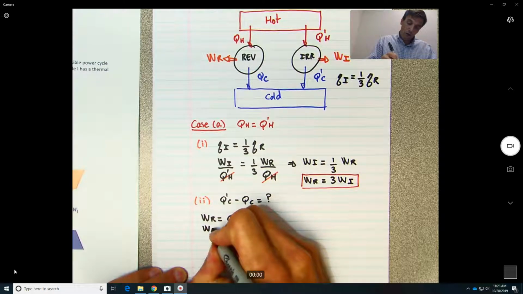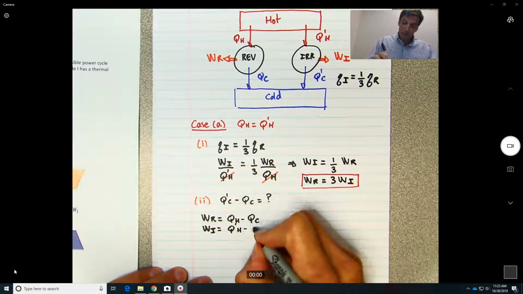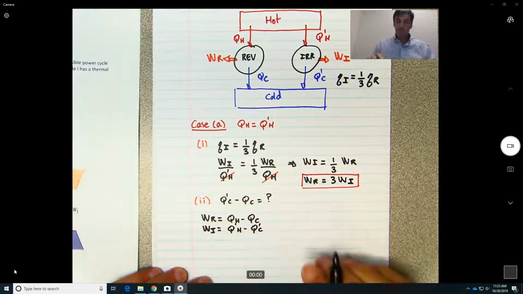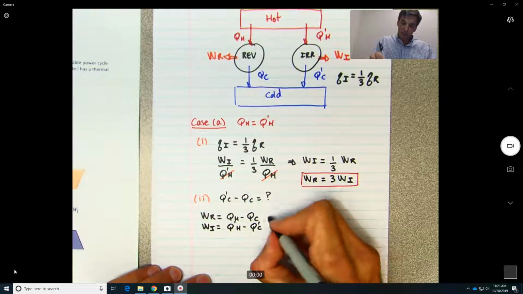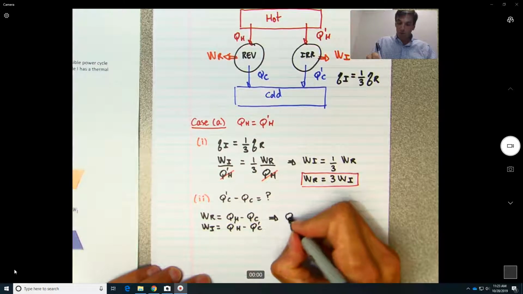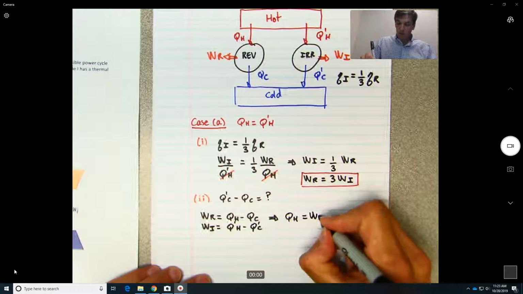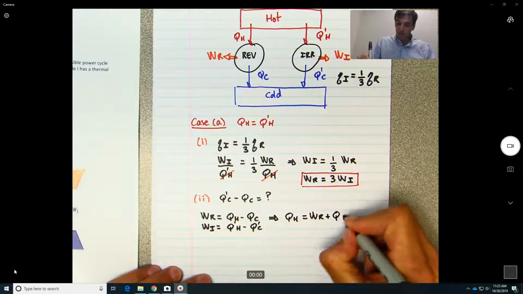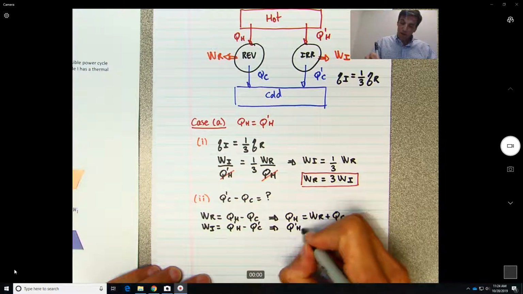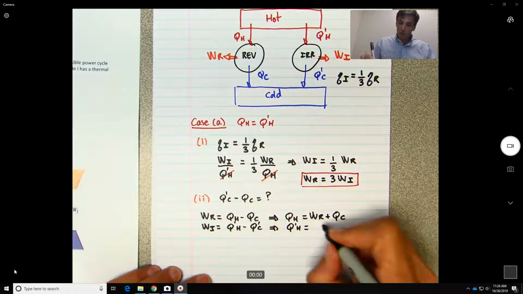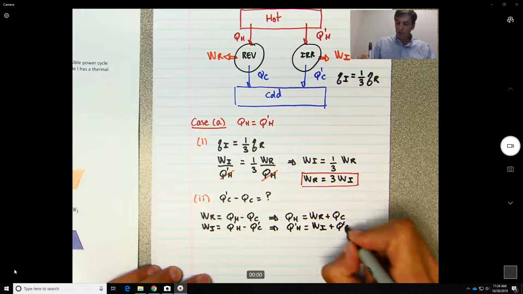The one of the irreversible would be Q prime H minus Q prime C. Okay, so what do we know? QH equal to Q prime H. So maybe we can rewrite here QH will be equal to what? Work of the reversible plus QC. And this one will give us Q prime H equal to work of the irreversible plus Q prime C.